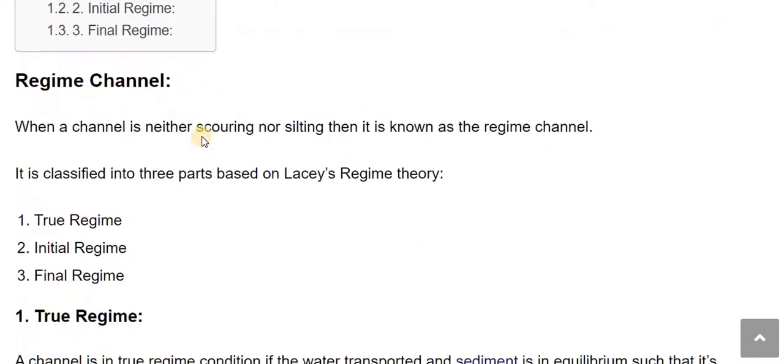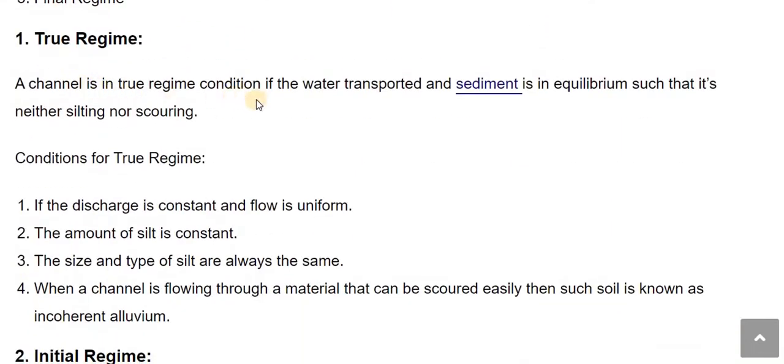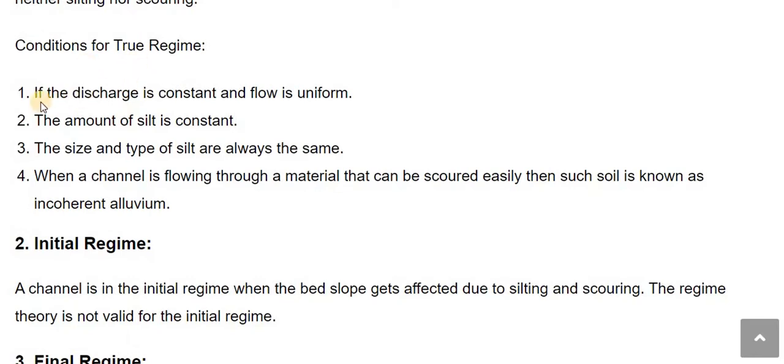Second one is the true regime. A channel is in true regime condition if water transported and sediment are in equilibrium such that it is neither silting nor scouring. And there are conditions for true regime. If discharge is constant and flow is uniform, the amount of silt is constant, the size and type of silt are always the same. When a channel is flowing through a material that can be scoured easily, then such soil is known as incoherent alluvium, like sandy soil.